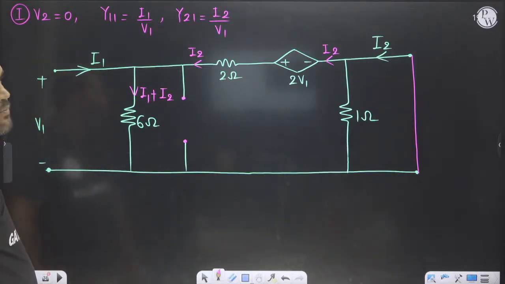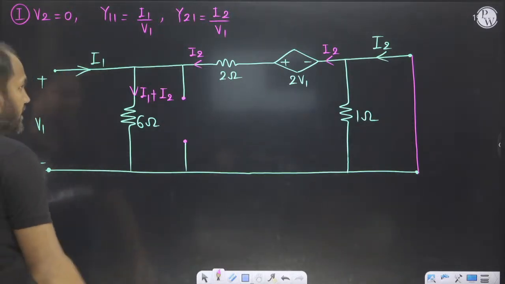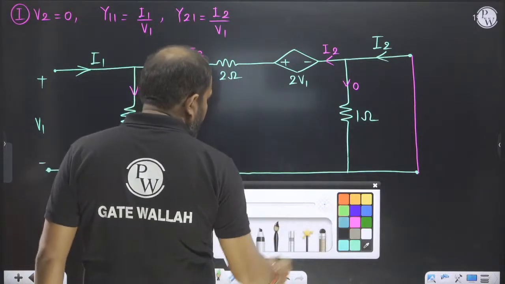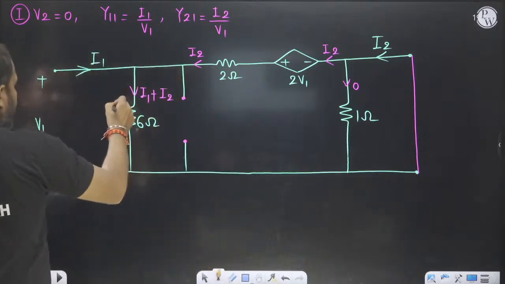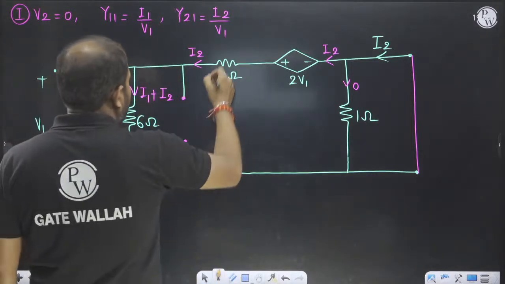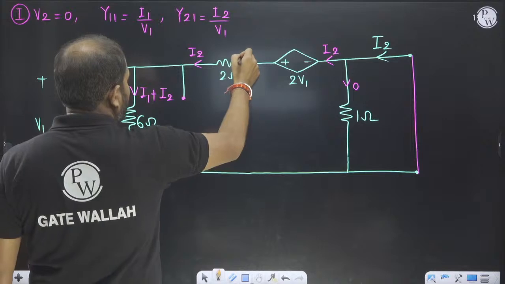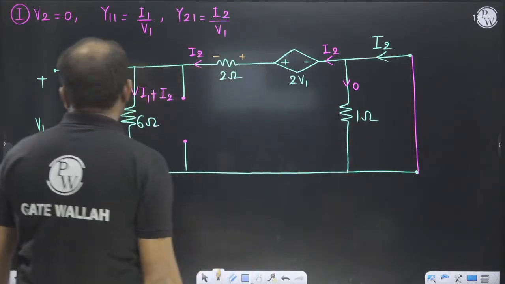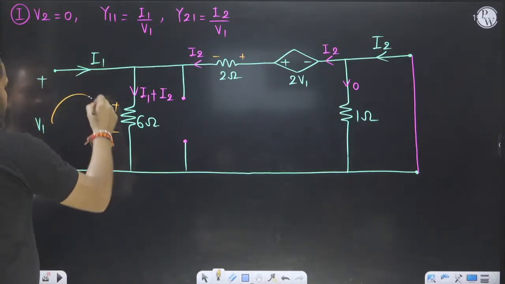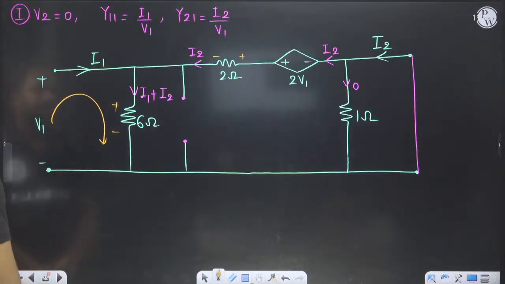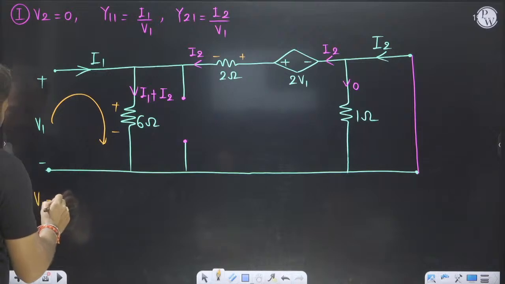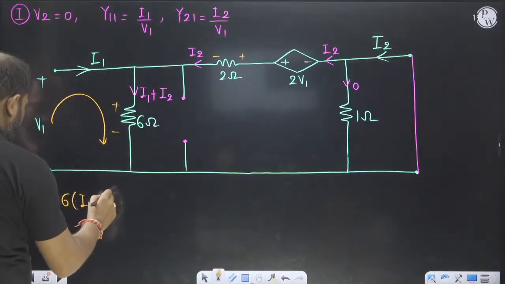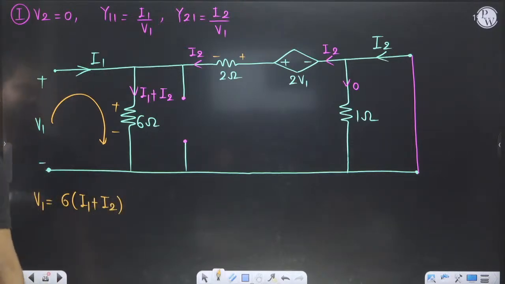Then we can go through the point. Here the current is 0, so there is no current and no potential drop. What I will do is just apply KVL here. So we have V1 is equal to 6 times (I1 plus I2).